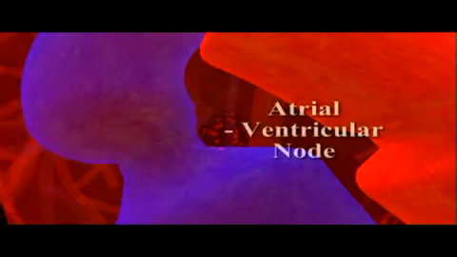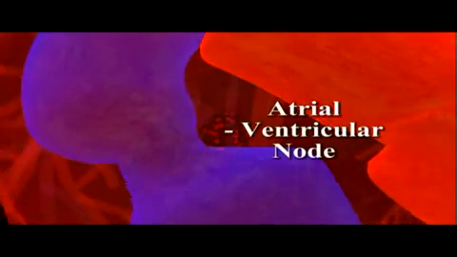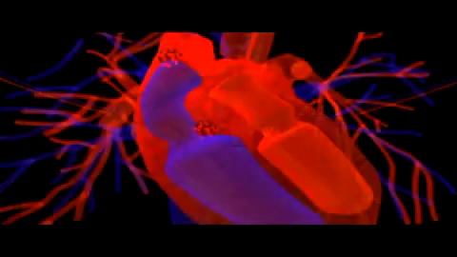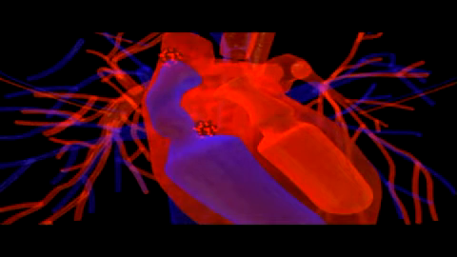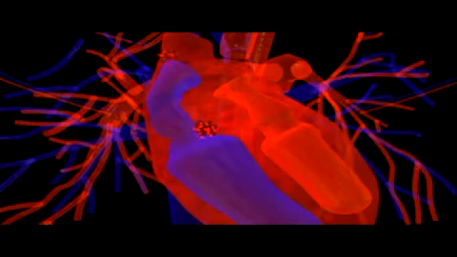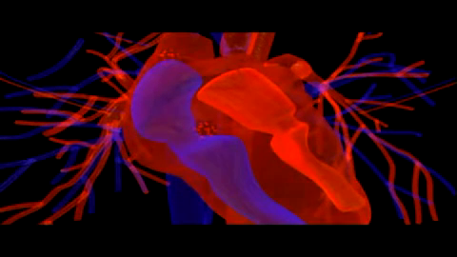Here, the excitation impulse is channeled through a second small mass of specialized muscle cells, the atrioventricular or AV node, located in the floor of the right atrium. At the AV node, the impulse is delayed about 1/10 of a second after contraction of the atria to ensure blood is completely transferred from the atria to the ventricles before ventricular contraction begins.